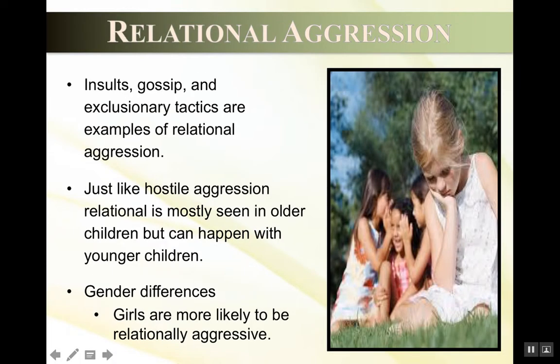Now, relational aggression, this is insults, gossips, and exclusionary tactics. Now, just like hostile, it is seen in older children, but again, based on their context and who they see. So if they have older siblings, they may turn out to be relationally aggressive if they see their siblings doing it. Now, girls are more likely to be relationally aggressive.